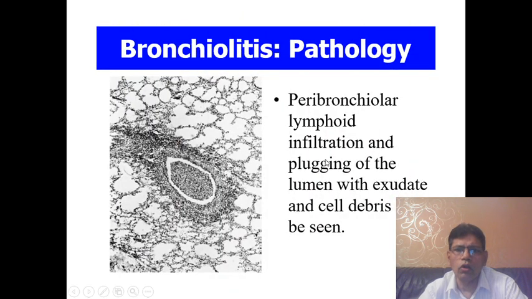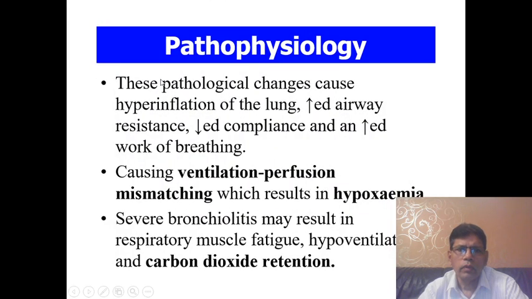And in pathology, we find peribronchial lymphocytic infiltration and plugging of the lumen with exudate and cellular debris. And there are pathological changes causing hyperinflation, resulting in increased resistance, decreased compliance, increased work of breathing. Finally, ventilation perfusion mismatching, hypoxemia, and severe bronchiolitis may result in respiratory muscle fatigue, hyperventilation, and carbon dioxide retention, hypercapnia.